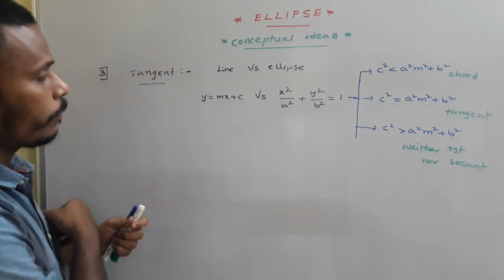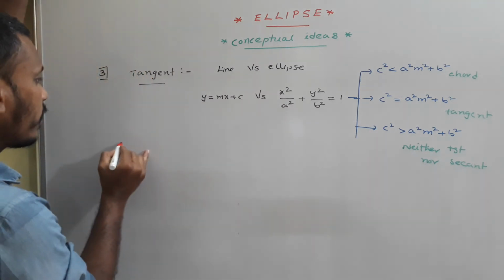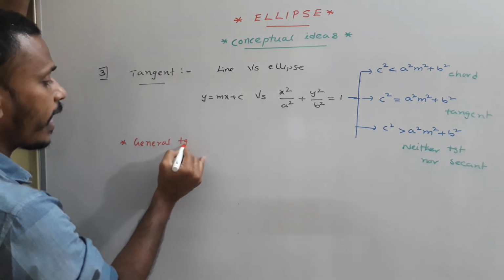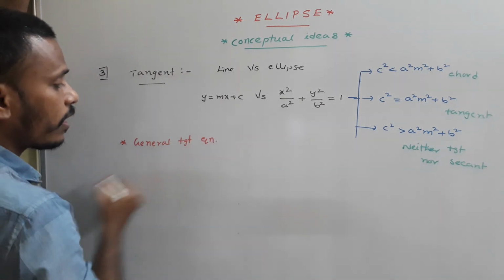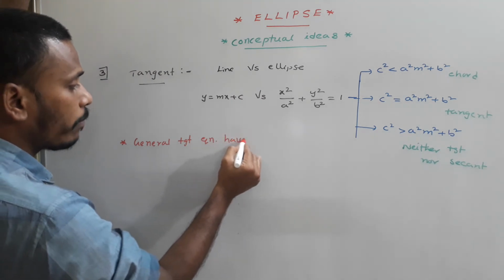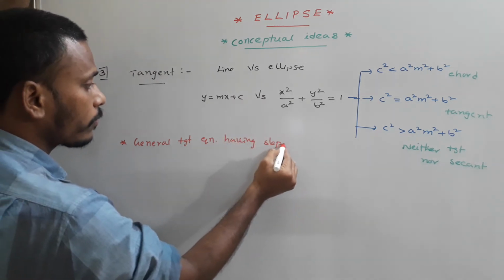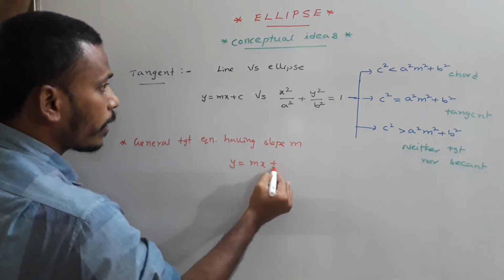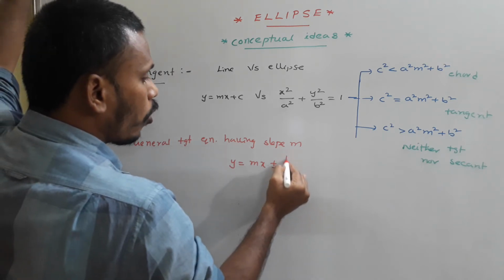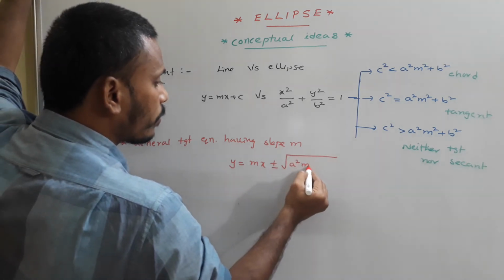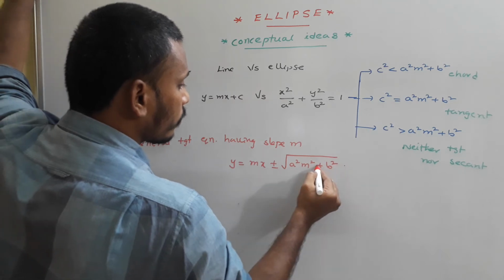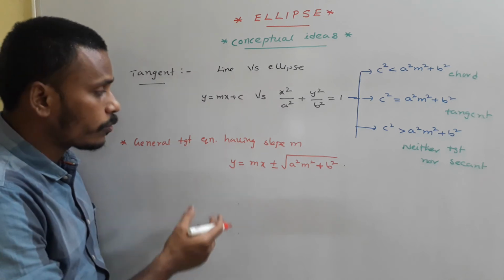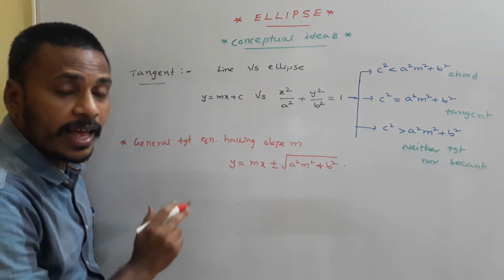So with this discussion, now it is easy for us to generalize the general form of tangent for the ellipse, the general tangent equation or tangent equation having slope m. The general tangent equation having slope m is y is equal to mx plus or minus root of a square m square plus b square. That's it. Okay. y is equal to mx plus or minus root of a square m square plus b square is the general tangent equation having slope m.